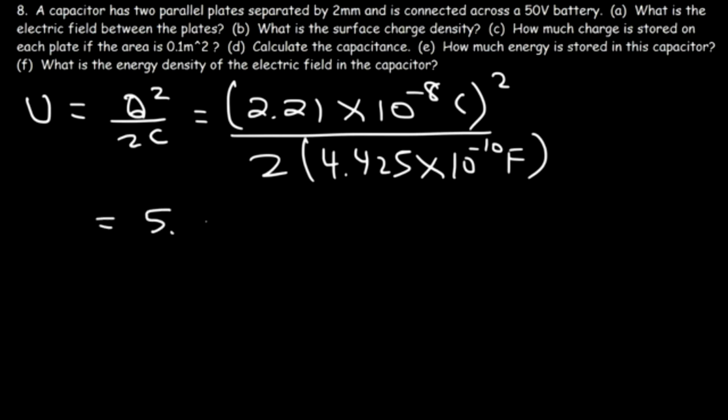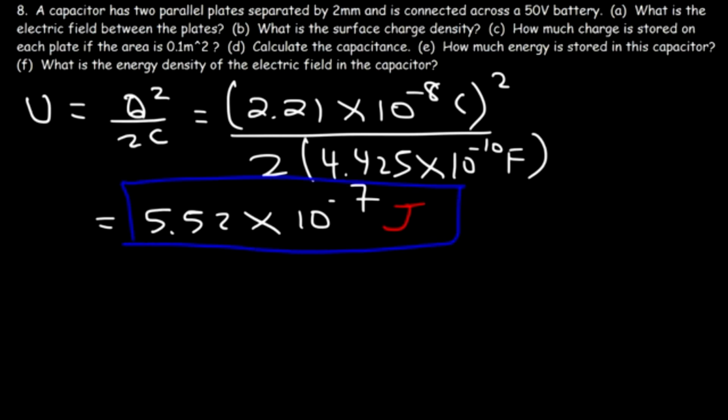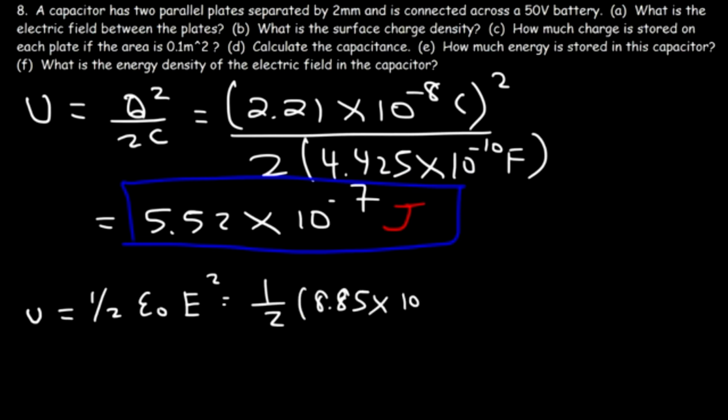So this is equal to 5.52 times 10 to the negative 7 joules. Now the last thing that we need to do is calculate the energy density. The energy density, lowercase u, is 1/2 epsilon sub naught times E squared. So it's 1/2 times the permittivity of free space, which is 8.85 times 10 to the minus 12, times the square of the electric field. And the electric field, we found it to be 25,000 volts per meter.